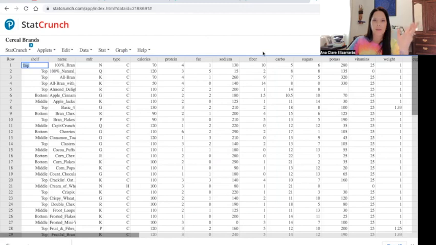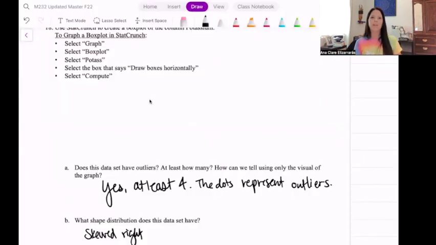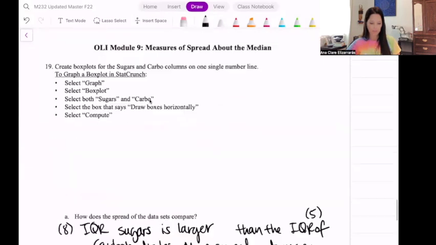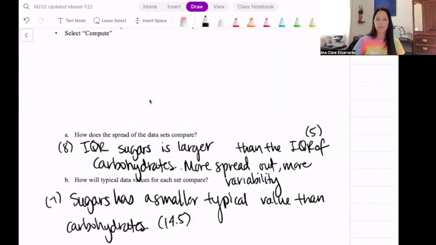I'm going to go back to sharing my notes so that you can see what I wrote. Back here for 18, yes, there were at least 4, and the dots represent outliers. The distribution was skewed to the right. That was for potassium. And then when we were comparing sugars and carbohydrates, the IQR for sugars was larger than the IQR for carbohydrates, so it was more spread out. There was more variability for sugars. But sugars had a smaller typical value than carbohydrates, 7 grams compared to 14.5 grams.